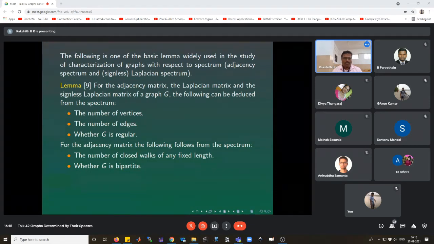So the second, whether G is bipartite, follows from the fact that the adjacency spectrum has to be symmetric about the origin.